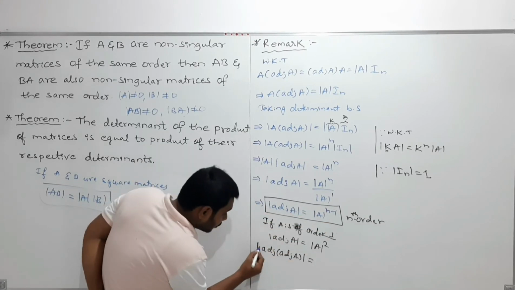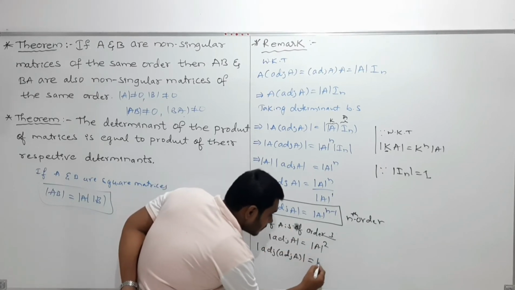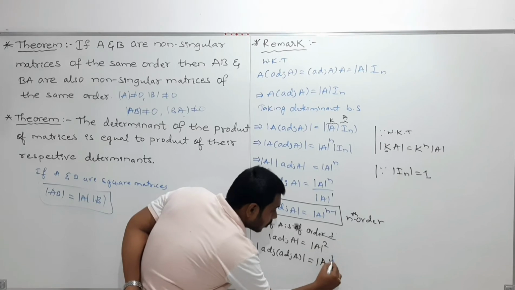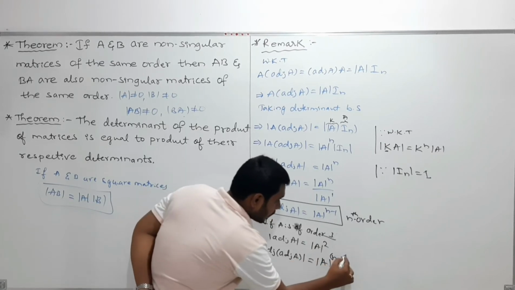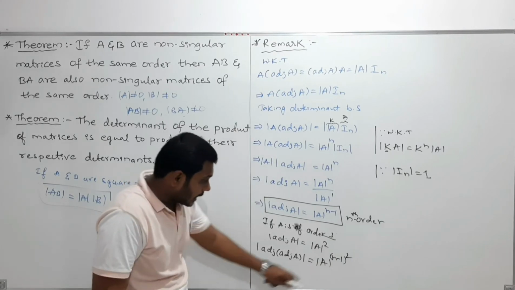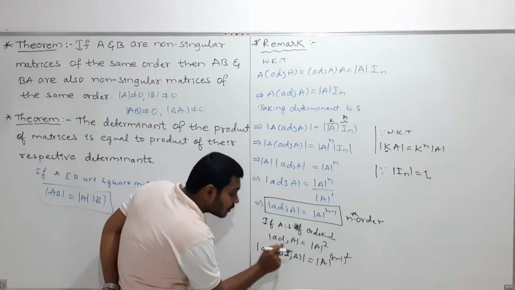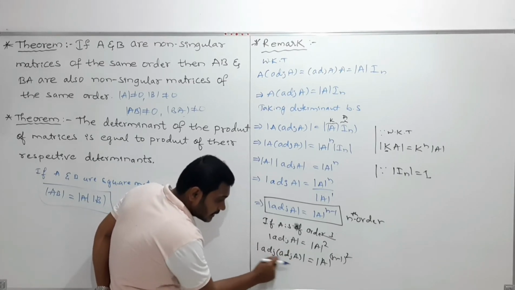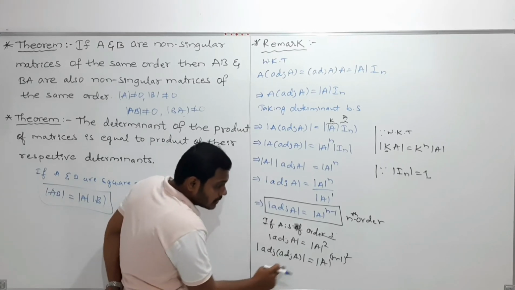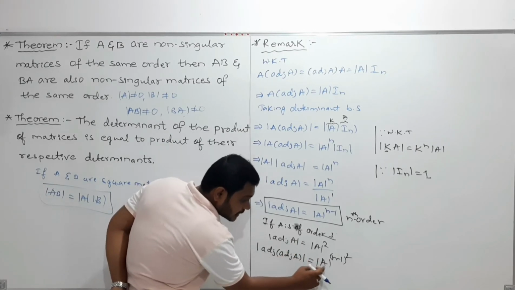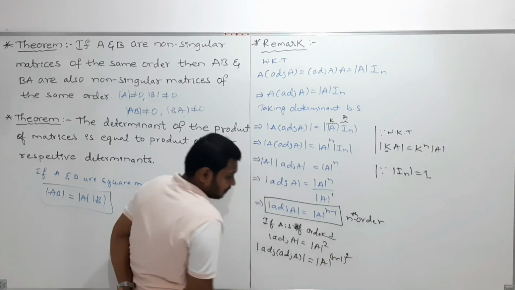But if I give you determinant of adjoint of adjoint of A, then this value is equal to determinant of A whole to the power n minus 1 whole square, because how many adjoints are there inside the determinant? Two adjoints are there. Therefore this value is equal to determinant of A whole to the power n minus 1 whole square. Clear?